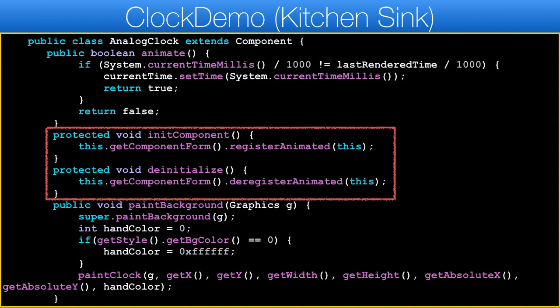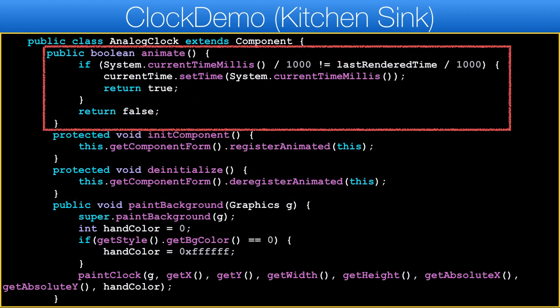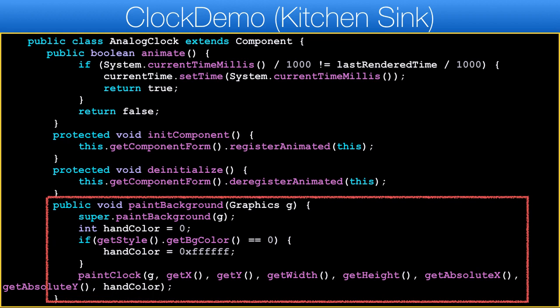Notice we register animated and deregister it based on the need in the initialize and deinitialize callbacks. This triggers a call to animate method. Notice we only refresh the clock once a second. This is important, otherwise excessive repaints could drain the battery. And finally, we draw the animation in the background callback. Notice that this is pretty low level. These types of animations are designed for graphics, not for components.